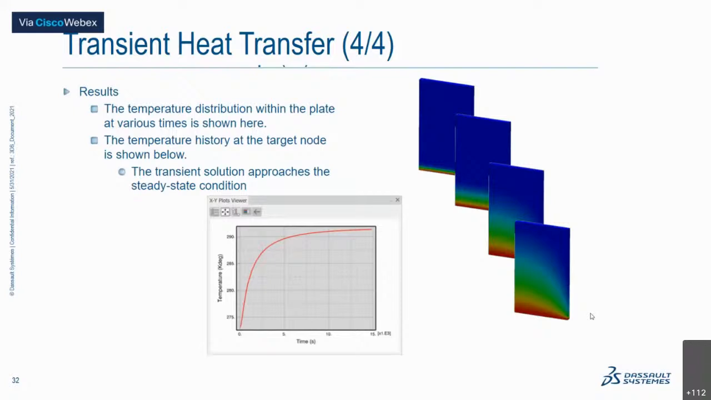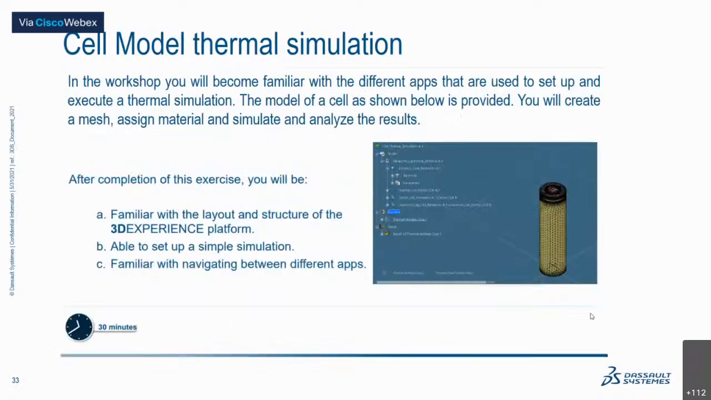So now, keeping all of this as a basis, we can actually do a thermal analysis, and we have a cell model on which we'll be creating a mesh, applying a material property, and then running a transient heat transfer analysis, and then seeing how the temperature of the cell varies is what we'll be trying to achieve now.